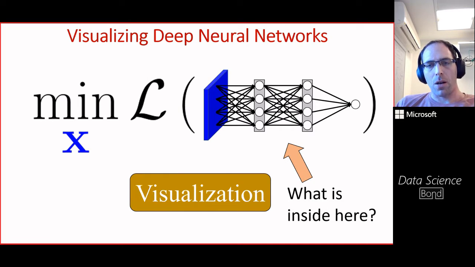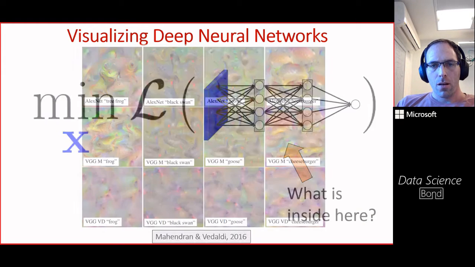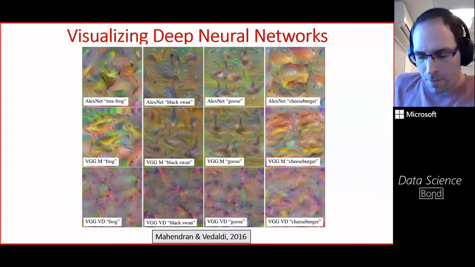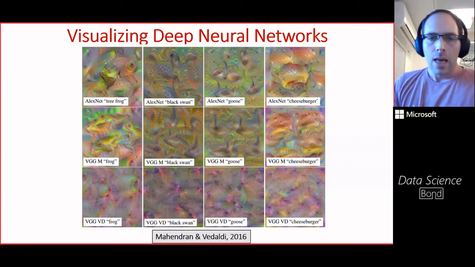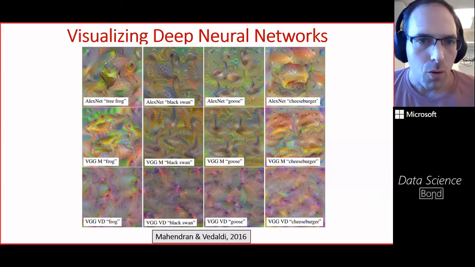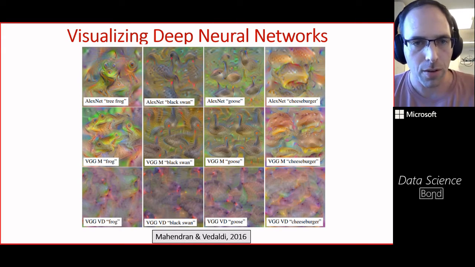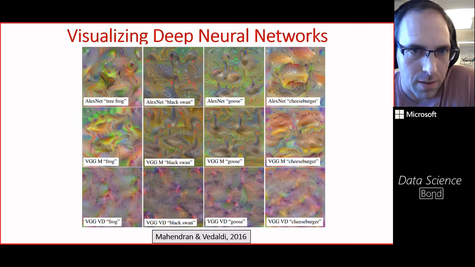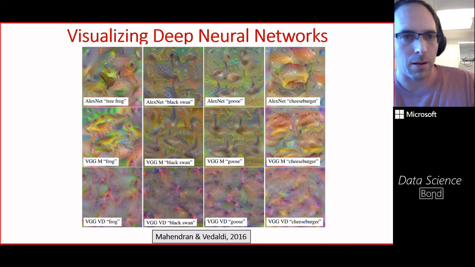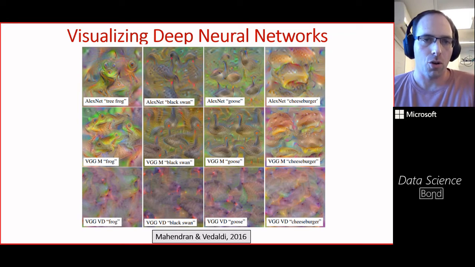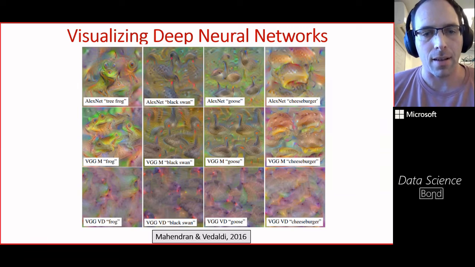And the method is very similar to what we do. For example, this seminal work by Mahendran and Vedaldi from 2016, they were the first to show what happens in convolutional neural networks. And what they do is they take this random input and they want to change this input, as we do, in order to see if they try to maximize some score.